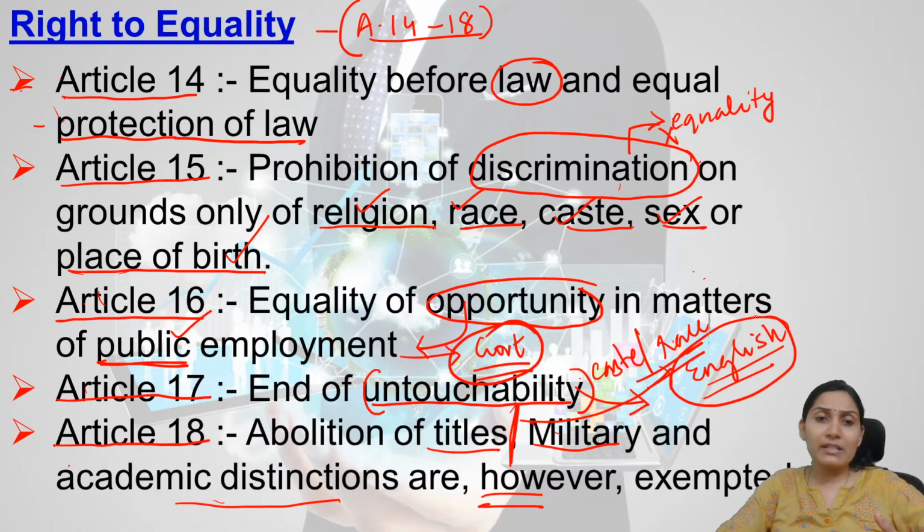Military and academic distinctions can be used. For example, if you have done your PhD, you can be called a doctor. If you have done your MBBS, you can be called a doctor because that is an academic honor. In military also, captain, colonel and so on. So there are various titles, and certain exceptions. That's about Article 18. So Articles 14, 15, 16, 17 and 18 guarantee the right to equality for every citizen of the country. I hope this is clear for you.